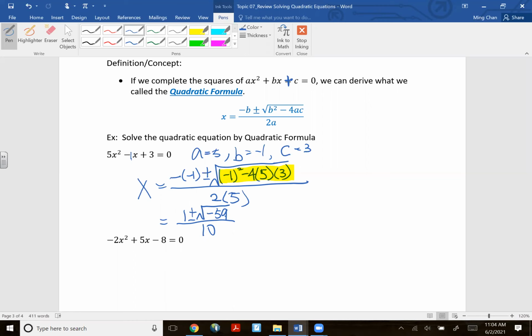All right, 59 cannot be simplified. It's a prime number. Square root of negative 1 is an i. So I can actually say my answer is 1 plus or minus square root of 59 i over 10. All right, so this is written in the a plus bi form. Okay, complex number, a plus bi form.